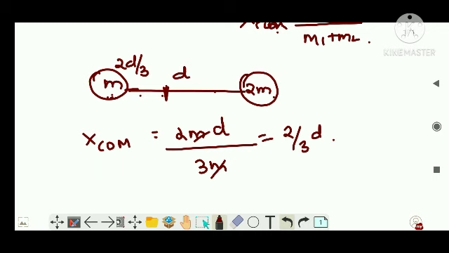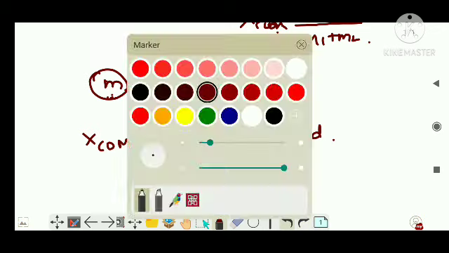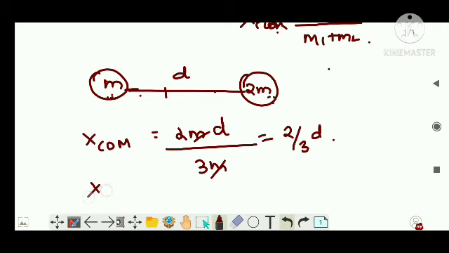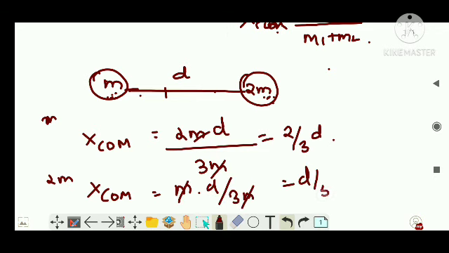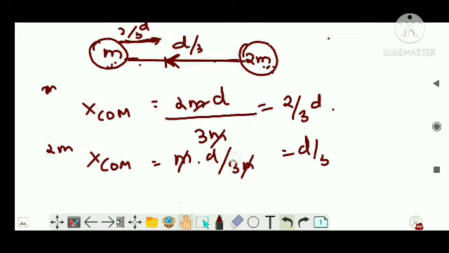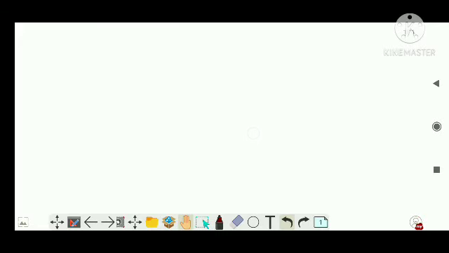Now in the same scenario, if I talk about the position of the center of mass from 2m, this one is from 2m, that one is from m. So this guy I'm going to take as the origin, which means I have to take the other guy as m2. So m into d divided by 3m, so it becomes d by 3. So this center of mass is d by 3 distance from 2m. It is at a distance 2 by 3 d from m. See, you need not write the entire equation, you can calculate within fractions of seconds.